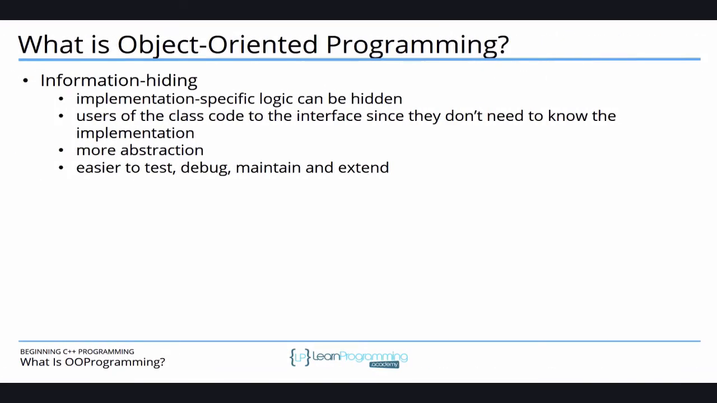We can take the idea of encapsulation even further with information hiding. Object-oriented programming allows us to hide implementation-specific logic in a class so that it's available only within the class. This is a super powerful concept since it allows us to provide a public interface to the class and hide everything else. Now we know that the user of the class can't mess with the implementation-specific code since they never knew about it in the first place. That's pretty cool. This makes the code easier to maintain, debug, and extend.